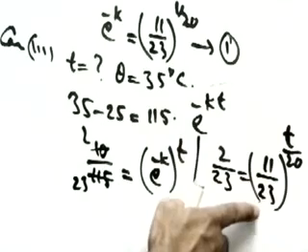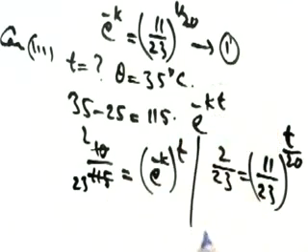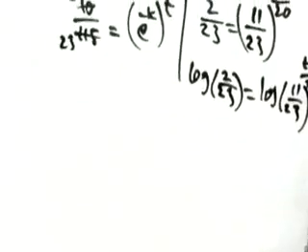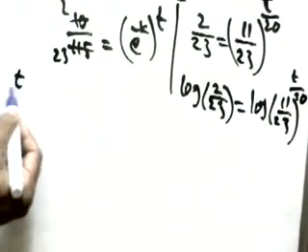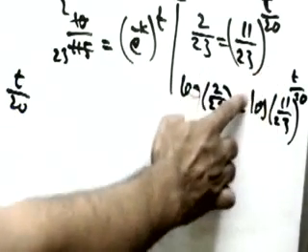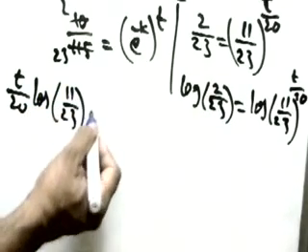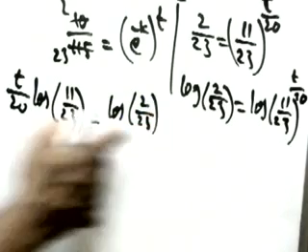Whenever we have to find a value that is on the power, apply log on both sides, it will be easier. So log of 2 by 23 equals log of 11 by 23 whole power t by 20. This t by 20 will come here: t by 20 log of 11 by 23 equals log of 2 by 23.